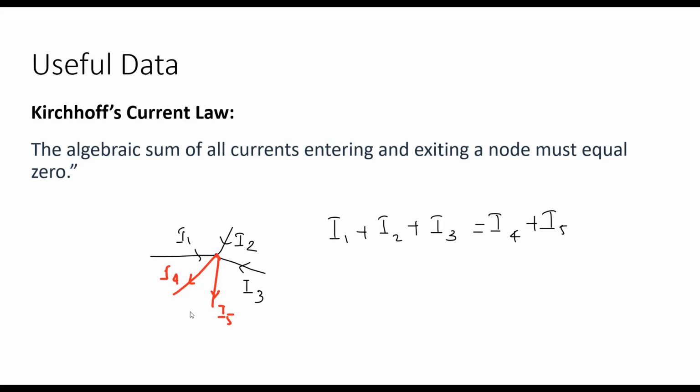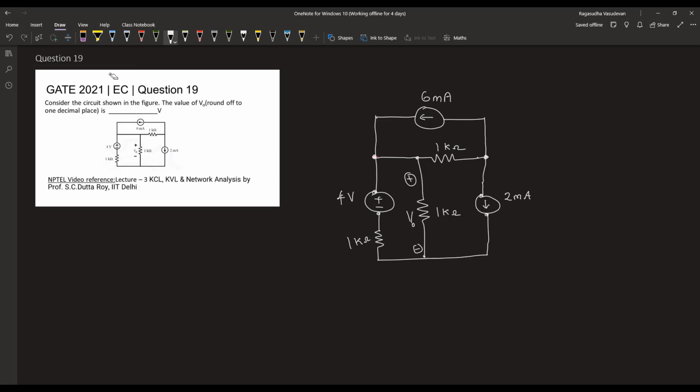Let's make use of this basic concept to solve the problem. This is the circuit that is given to us. We have to find out the voltage V0, which is across the 1 kilo ohm resistor. We can use mesh and nodal analysis to solve this problem, but since this is a 1 mark question, we can quickly solve it by applying the principles of source transformation and by using Kirchhoff's current law.